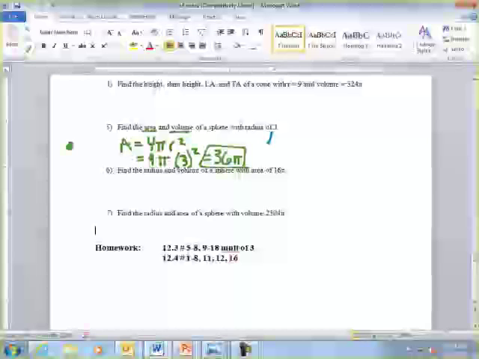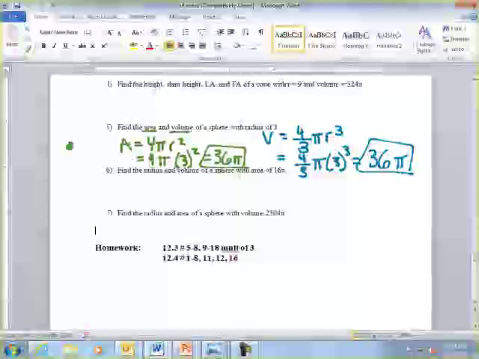And volume, this formula does need to be memorized. 4/3 pi r cubed. Do 4/3 times pi times 3 cubed. 3 cubed is 27 times 4/3 gives 36. So 36 pi. This is a special case of them being the same answer. So don't, from this example, begin to assume that they will always be the same. This happens only when the radius is 3.